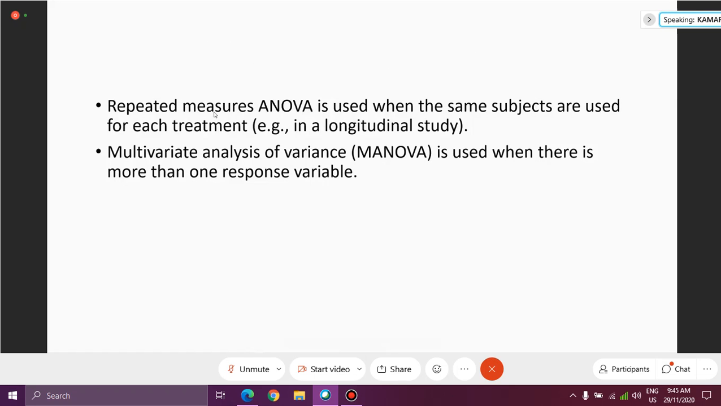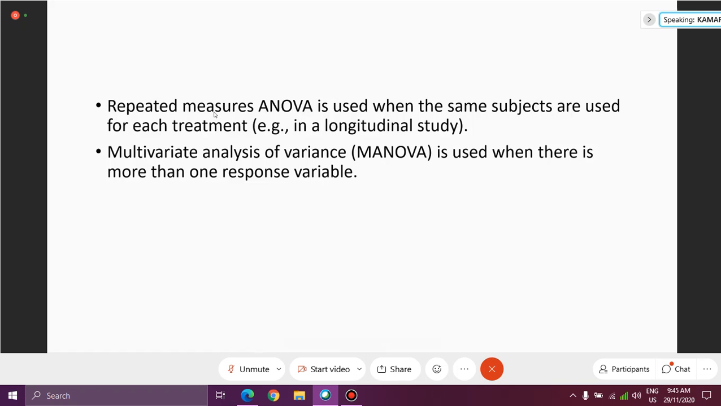Repeated measure ANOVA, where you take data repeatedly. For example, you are taking the body mass index for group A 5 times. This month, next month, month 3, month 4, and month 5. So that is repeated measure ANOVA. It means that the data you take comes from repeated measurement.